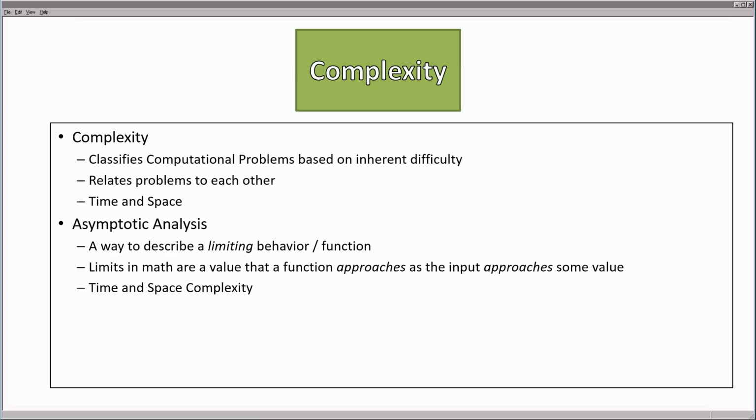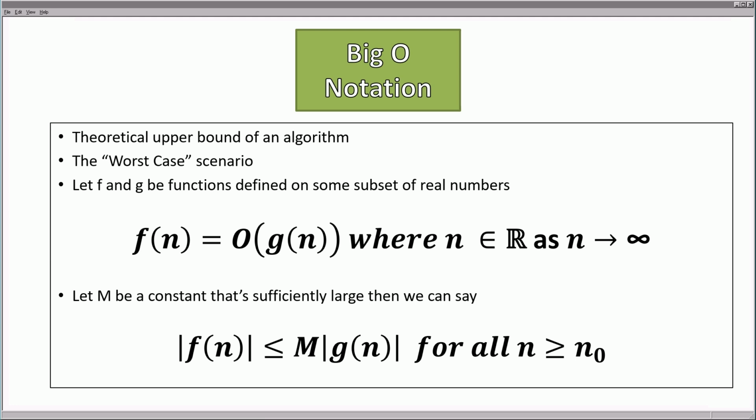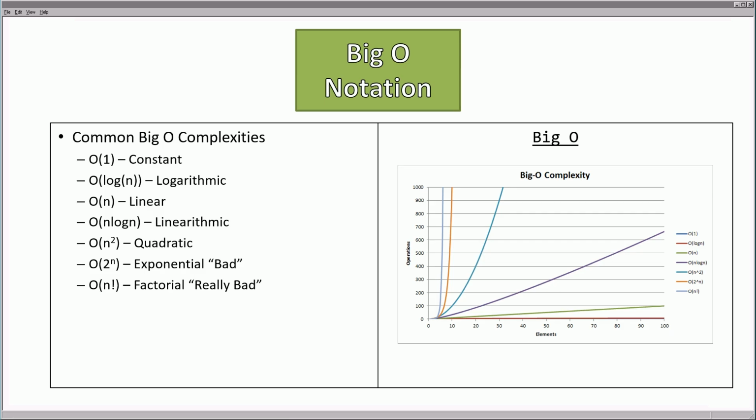And also as a reminder, remember that limits in math are a value that a function approaches as the input approaches some value. We had then introduced this big O notation. This is a mathematical notation that basically means the worst case scenario, the theoretical upper bound given some amount of data in. How can we describe this function? Some very common big O complexities that were also introduced were constant, logarithmic, linear, linearithmic, quadratic, exponential, and also factorial.